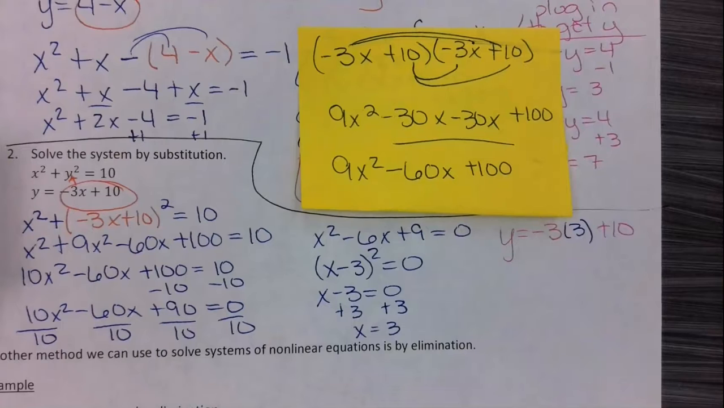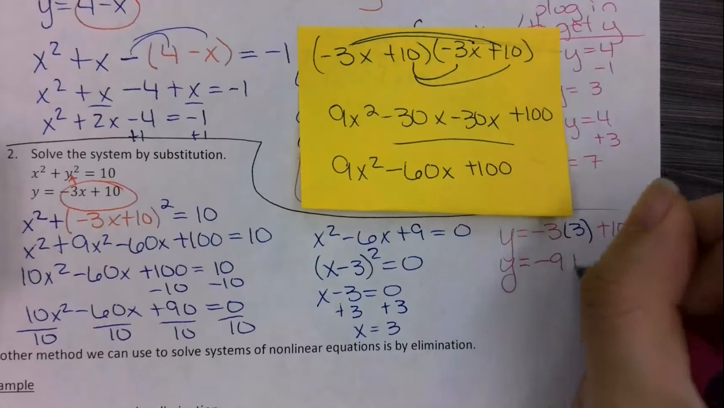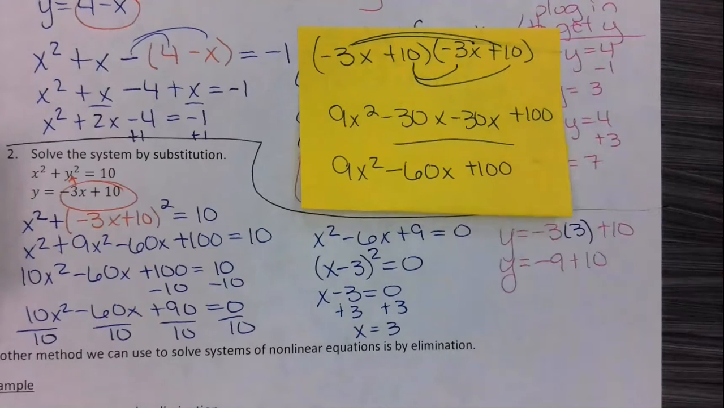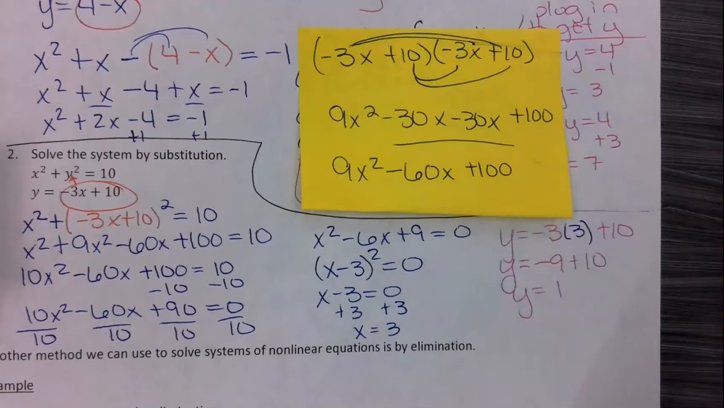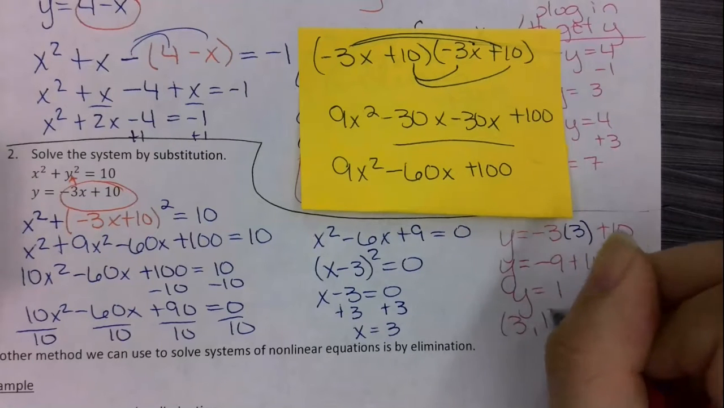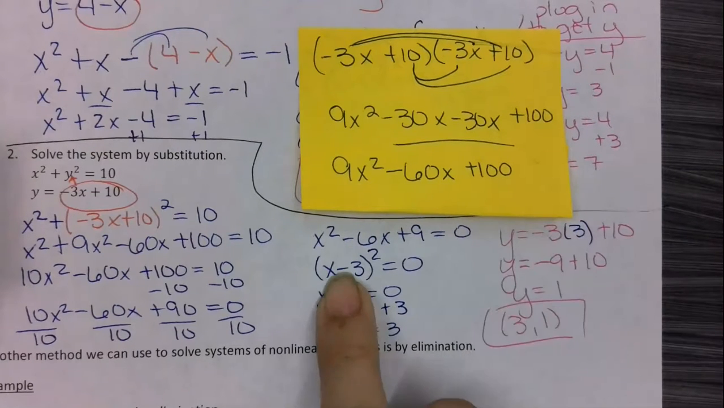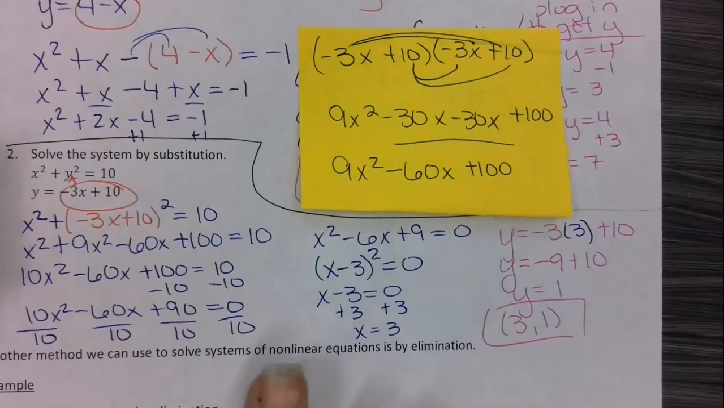Okay. Negative 3 times 3 is? Negative 9 plus 10. 1. So my answer here is 3, 1. And I only have one answer because when I went to solve for x, I only got 1x.